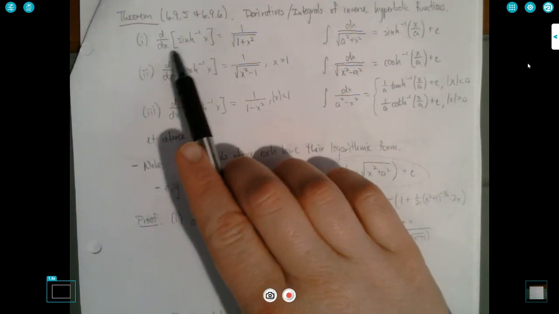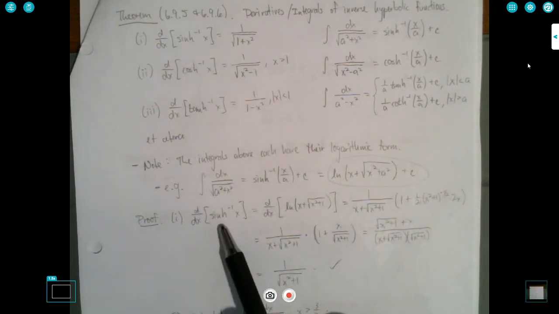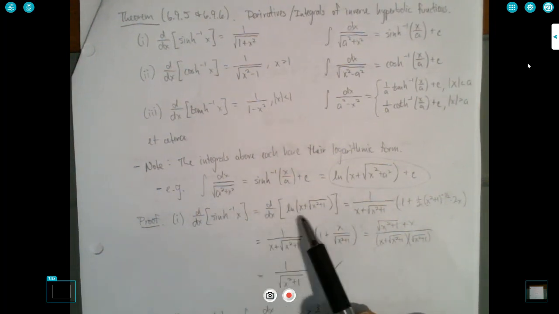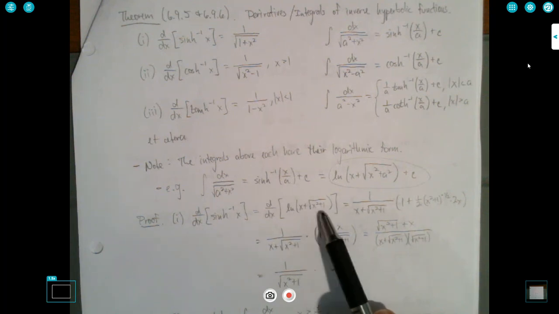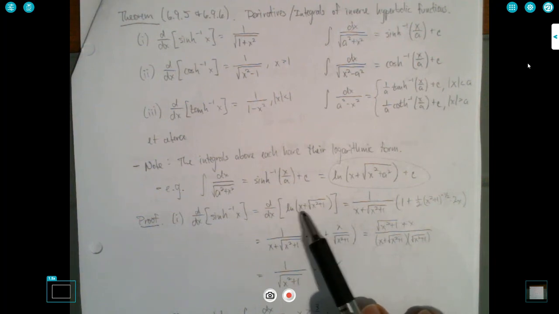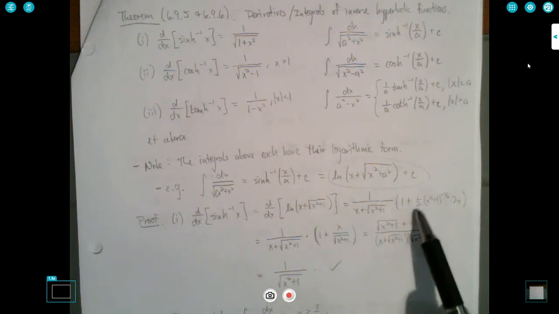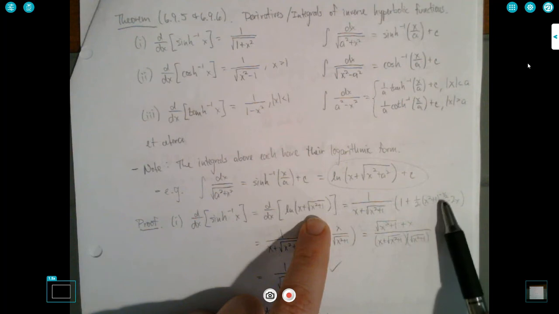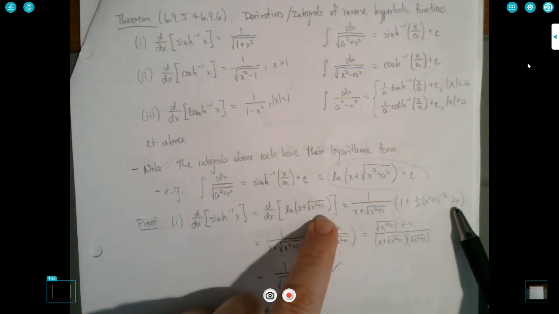Anyway, let me just prove this first derivative to you so you see kind of where these things are coming from. So the derivative of sinh inverse, if I use the logarithmic form, sinh inverse is natural log of x plus square root of x squared plus 1. And the derivative of that is going to be 1 over x plus square root of x squared plus 1 times the derivative of x plus square root of x squared plus 1. Well, that derivative is going to be 1 plus, if I think of this as x squared plus 1 to the 1/2, 1/2 times x squared plus 1 to the negative 1/2 times the derivative of the inside, x squared plus 1, which is just 2x.